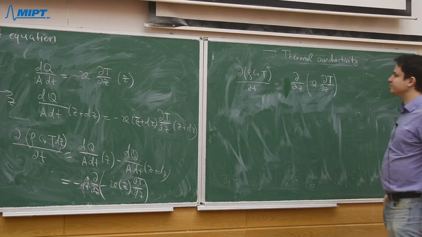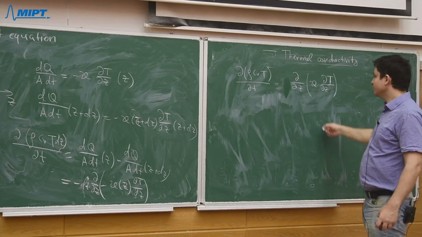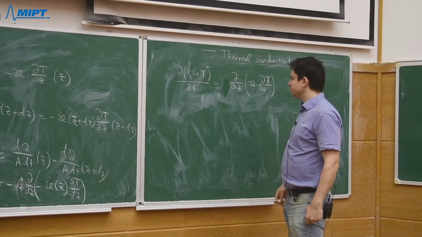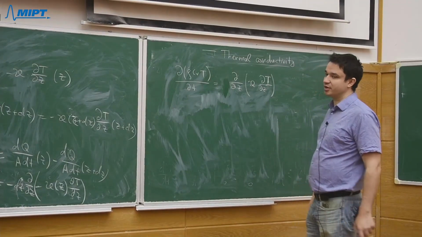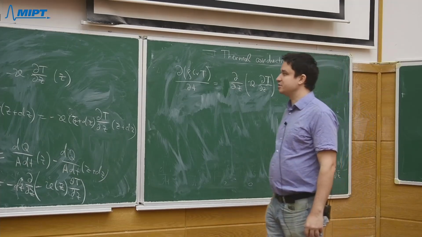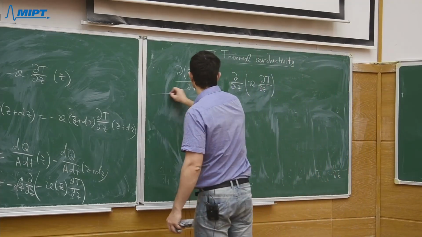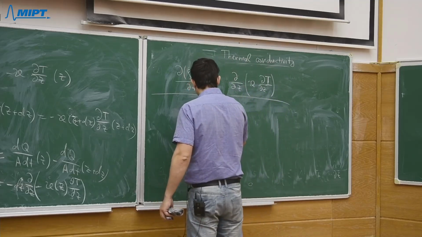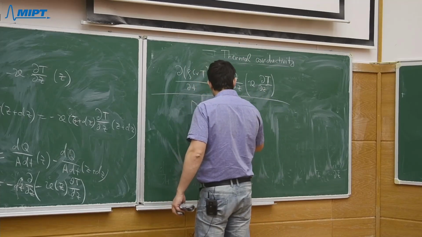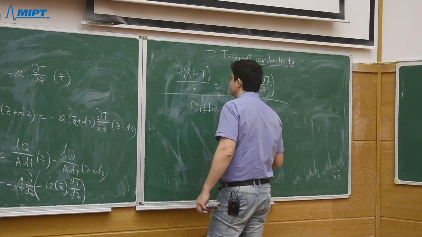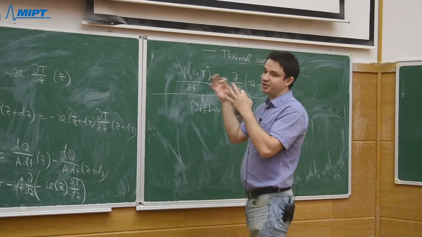It describes the evolution of temperature when you have some spatial distribution of temperature. So if you have some initial conditions, you can predict how the temperature would change in our system. In a very similar manner, we can determine the diffusion equation. It's an equation of a very similar type.